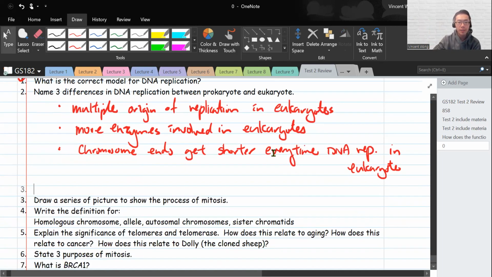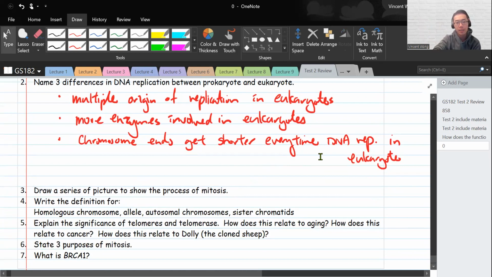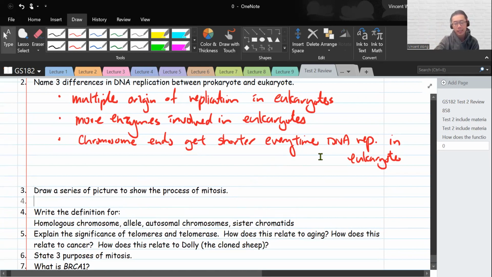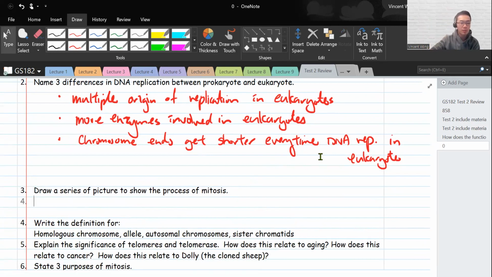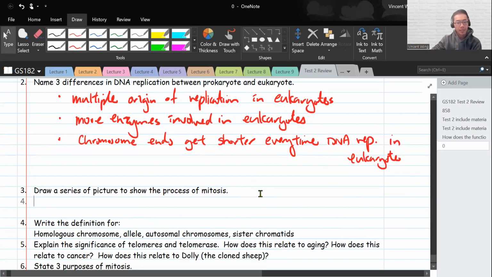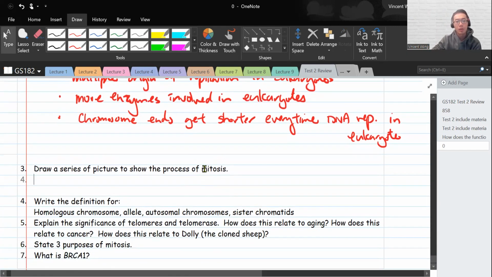Draw a series of pictures to show the process of mitosis. You don't have to draw it on the test, but I'm gonna give you a series of pictures and you better know which one goes first. So I'm gonna give you a bunch of pictures and then you're gonna have to reorganize it for me, and tell me the right order of mitosis. So I'll leave you to that.